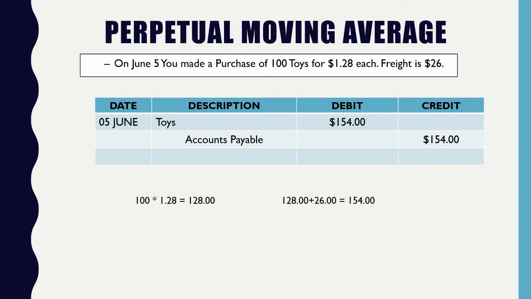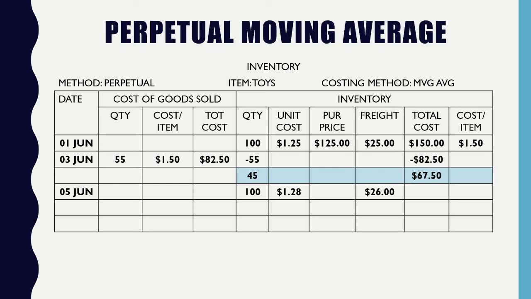Then we end up making a batch of inventory for 100 of them at $1.28. So in this case, we solve just like usual. 100 times $1.28 gives me 128, plus 26 gives me a total cost of 154. And this is where I need to stop because I don't need to solve for my average cost per item for my second batch. I need to solve it for what I have in total overall. So in this case is where I stop.